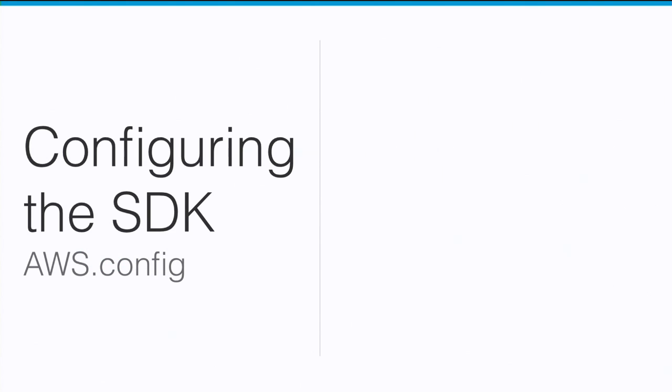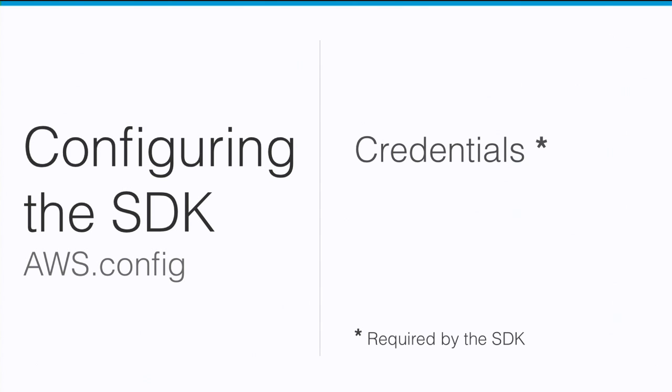You need to do a little bit of configuration before you can use it, and that's done through the AWS.config object. You mostly just need to configure credentials and your region to use the SDK. You can also configure some extras, and we'll talk about how that works. So, configuring credentials.